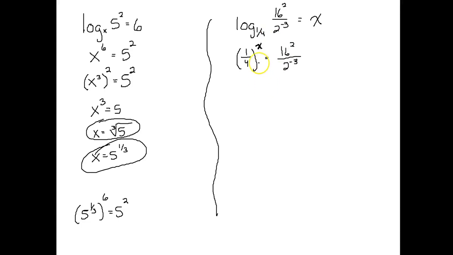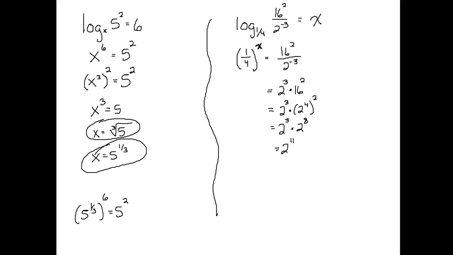So what do I got here? I've got a 1/4. On this side I have a 16 squared and a 2 to the negative 3. Let me move that 2 to the negative 3 up and make it 2 cubed. And let's see, 16 can be written as 2 to a power, can't it? Because 2 times 2 is 4, 4 times 2 is 8, 8 times 2 is 16. So 16 is the same thing as 2 to the 4th. And 4 times 2 is 8, so 2 to the 8th here. 2 cubed times 2 to the 8th is 2 to the 11th.